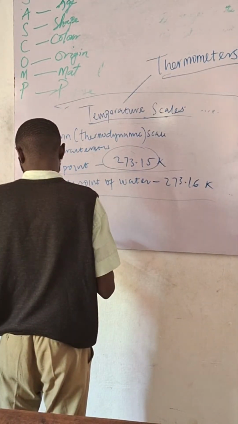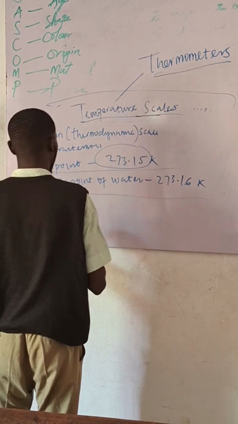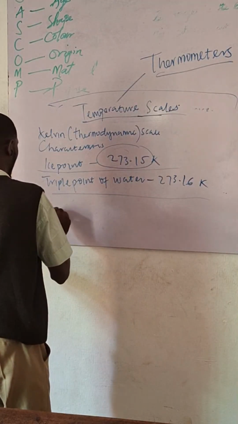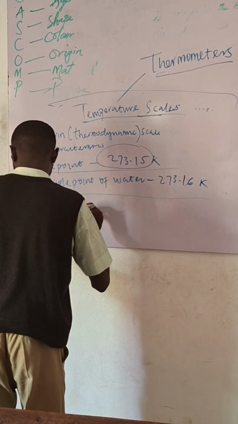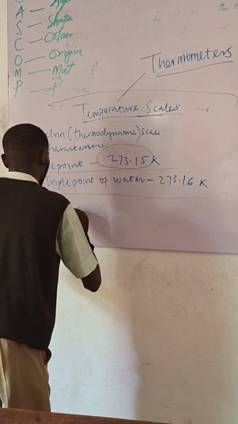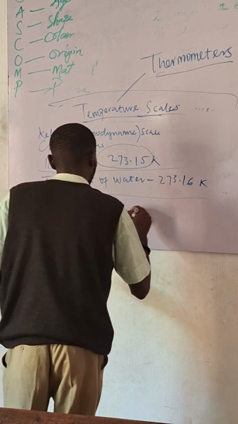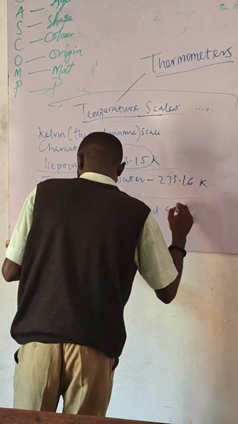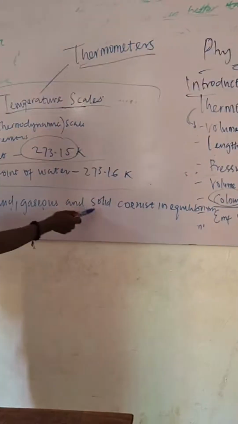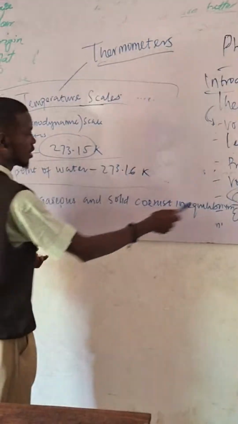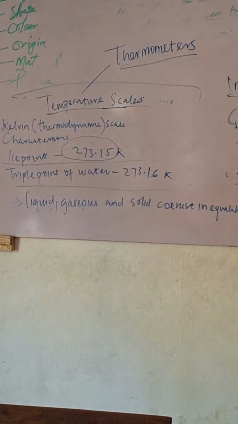So we are talking about temperature scales now, and the characteristics of temperature scales. You have the Kelvin scale. The Kelvin scale has the ice point as 273.15 Kelvin, and the triple point of water. Triple point, you all should remember what it is. It is the point where the three states of matter coexist in equilibrium. That is what we call the triple point of water.